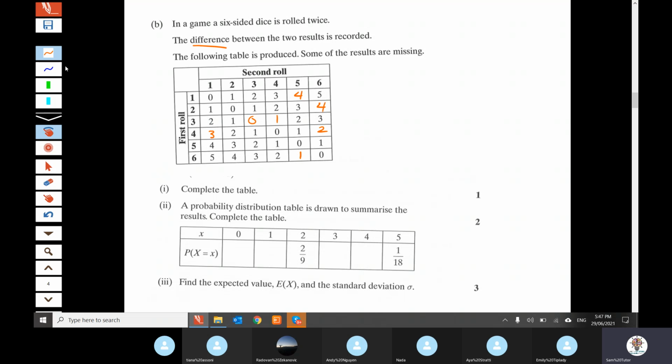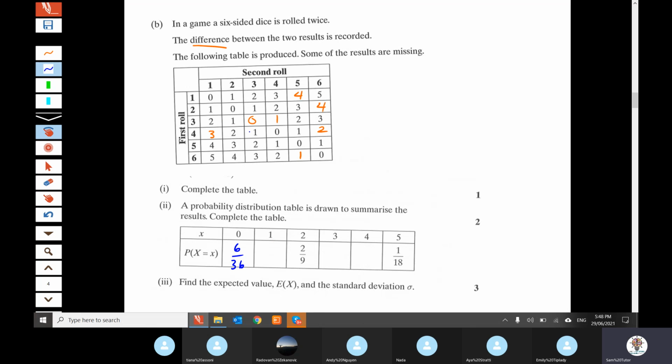Complete the table. We've got to this time complete our table from the results that could have happened. So you can tell that X is the amount of zeros you get, amount of ones you get, 2s, 3s, 4s. So how many zeros do you have? You've got 6 zeros. So the answer would be 6 out of 36.